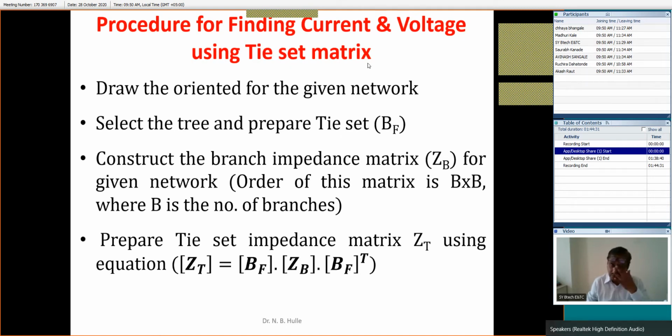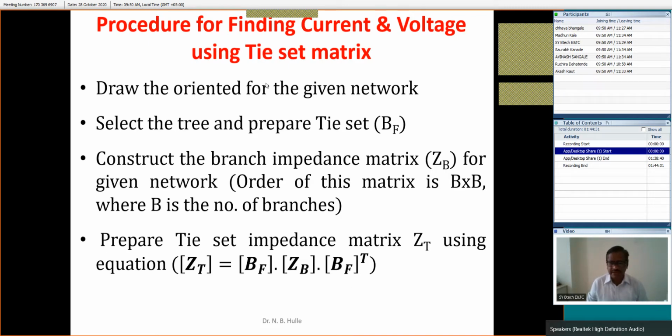First, we have to draw the oriented graph for the given network. Then we have to select a tree and prepare the Tieset matrix, which is BF. Construct the branch impedance matrix ZB for the network given below, and then we have to prepare these equations and so on. Is it right? Now I will come one by one to these steps, and we will try to solve the problem which is based on this.